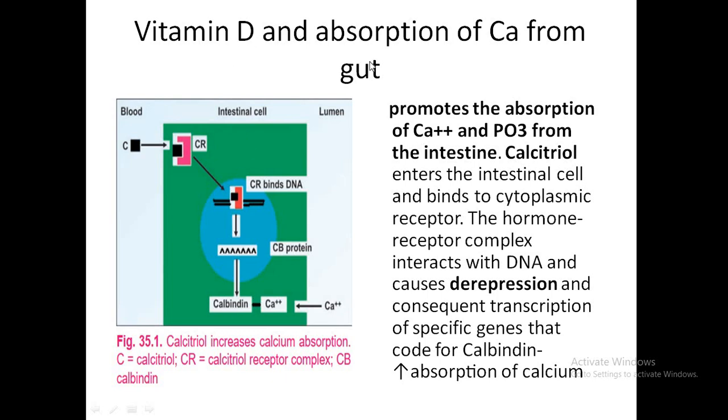Vitamin D, how it increases absorption of calcium from the gut. So as you can see, calcitriol enters the cell and binds with the receptor, and the calcitriol receptor complex now moves to the nucleus, and then it interacts with the DNA, and it causes de-repression and consequent transcription of specific genes that code for calbindin. Calbindin is a calcium binding protein, and it will cause increased absorption of calcium. This is how vitamin D will increase the calcium absorption in the gut. And it also increases the phosphate absorption.